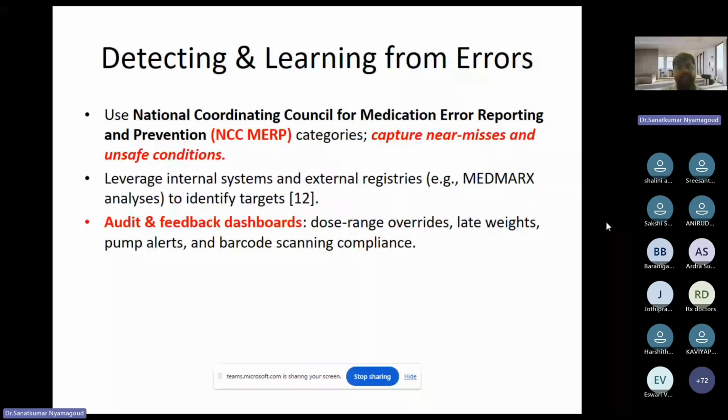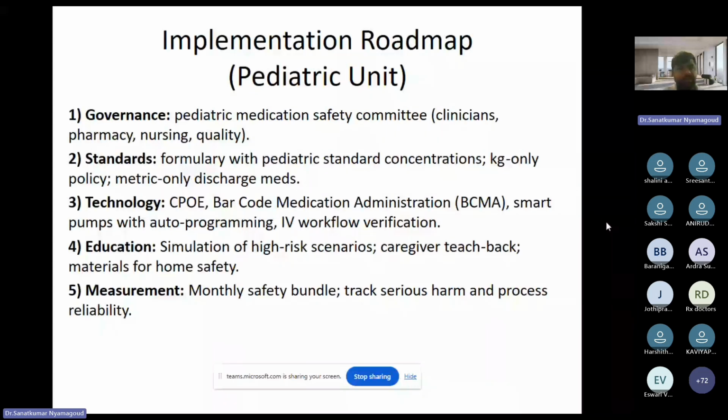And what needs to be done now? How do we implement it? I'm at the last point of my slide now. There are almost another 10 minutes left, so I will go through the overall implementation of pediatric error identification and prevention.